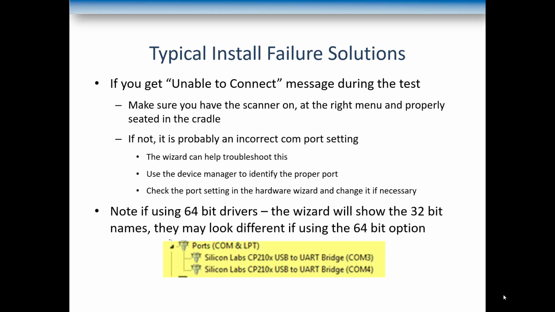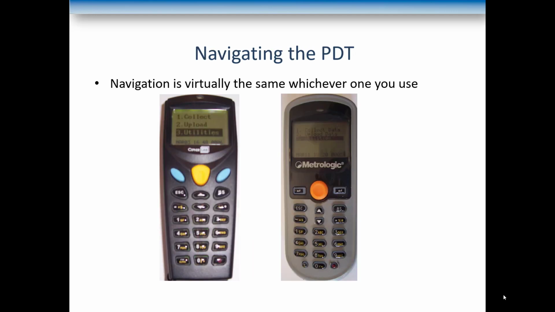So let's take a look at the actual scanners themselves. The navigation is the same whether or not you're using the MetroLogic or the CipherLab. The CipherLab is to your left, MetroLogic to your right. Notice that we have Collect, Upload, and Utilities. Those menus are pretty much the same, even though the menu options might be different depending on the firmware. 1, 2, and 3 will always be 1, 2, and 3.